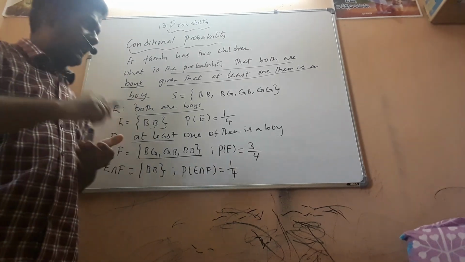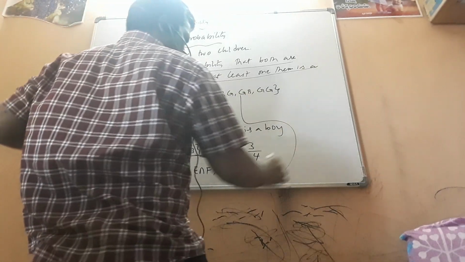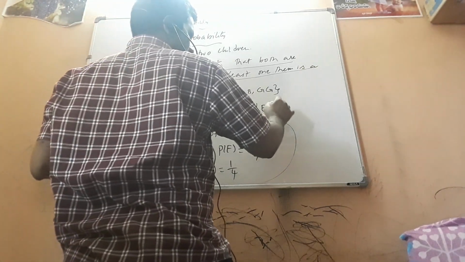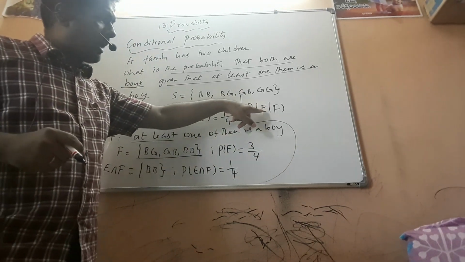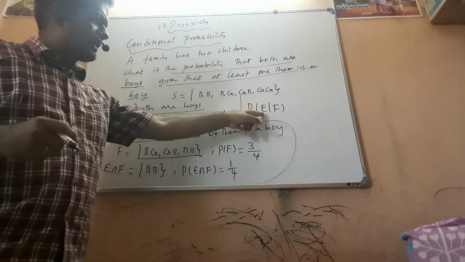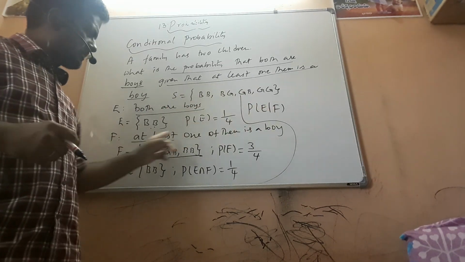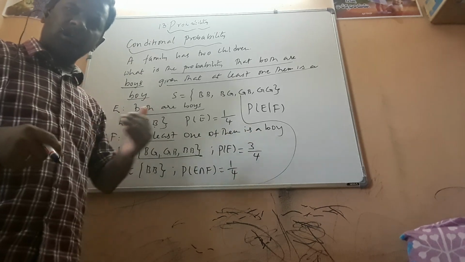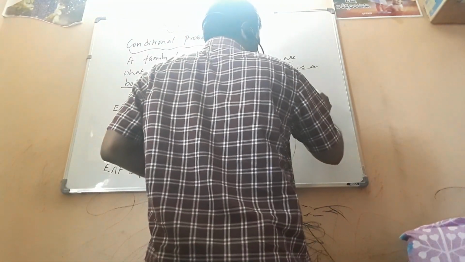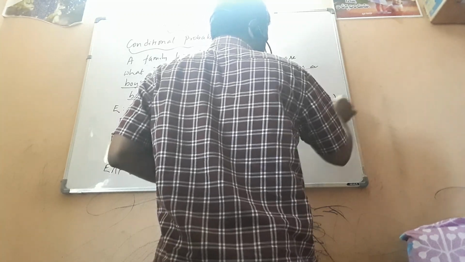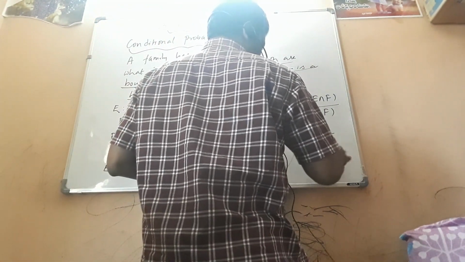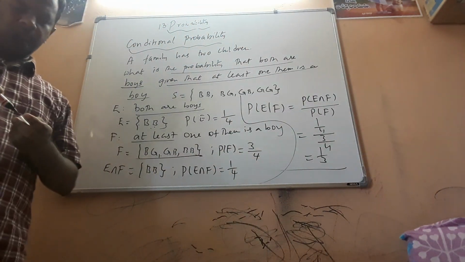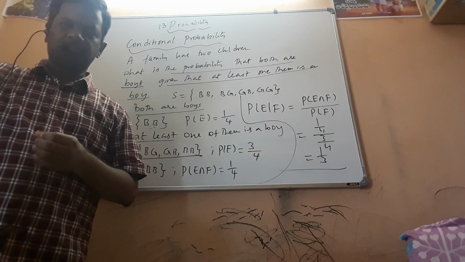We are going to define the conditional probability in this way. P of E slash F. P of E slash F means probability that both are boys, given that at least one of them is a boy. We define it as P of E intersection F by P of F. P of E intersection F is 1 by 4, P of F is 3 by 4. So the answer is finally 1 by 3. Am I clear?